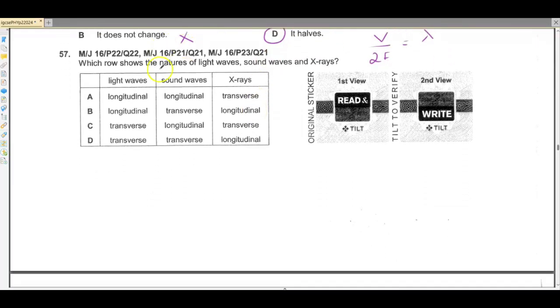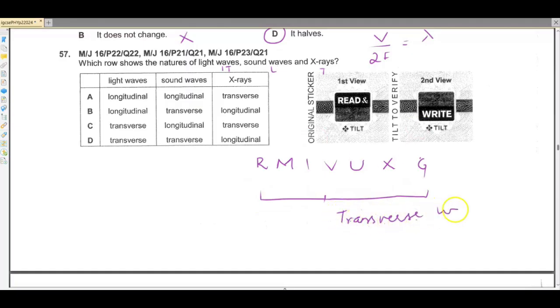Question number 57. Which row shows the nature of light waves, sound wave, and X-rays? Okay, light waves are transverse waves, sound waves are longitudinal waves, and X-rays are transverse waves as well. I've told you that all the waves present in the electromagnetic spectrum, which are radio waves, microwaves, infrared, visible light, ultraviolet, X-ray, and gamma, are all included in transverse waves. So basically, light is transverse, sound is longitudinal, and this is transverse as well. So C is our correct option.